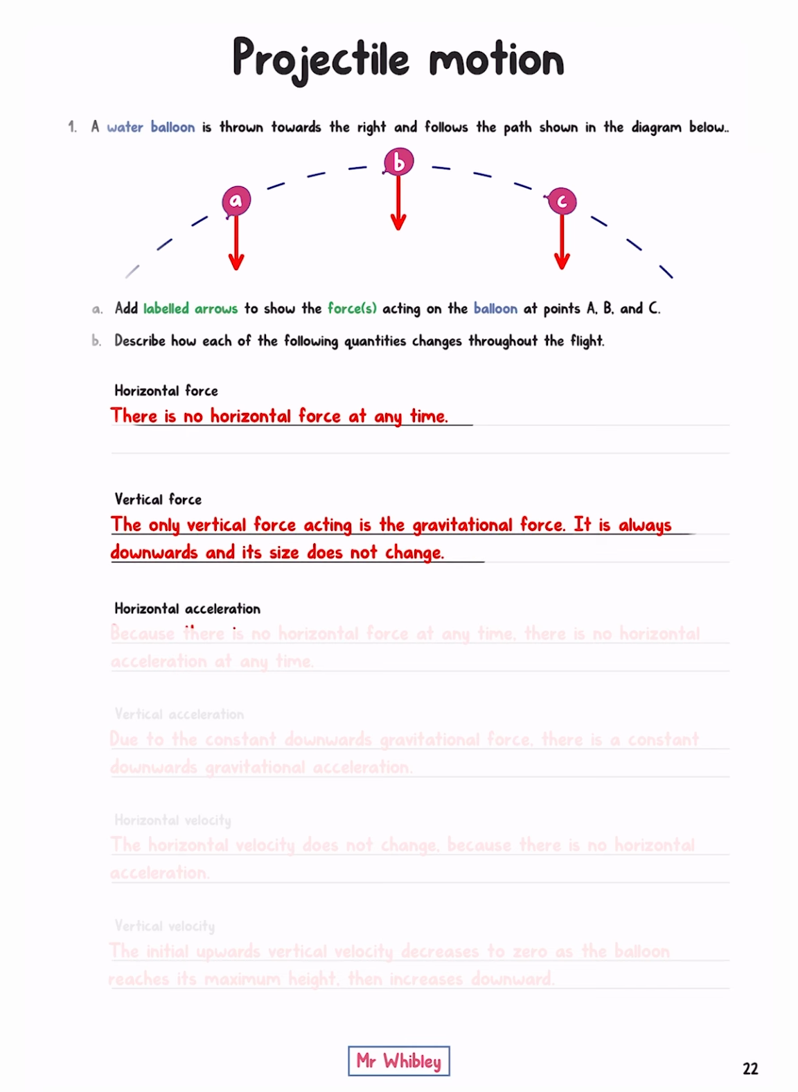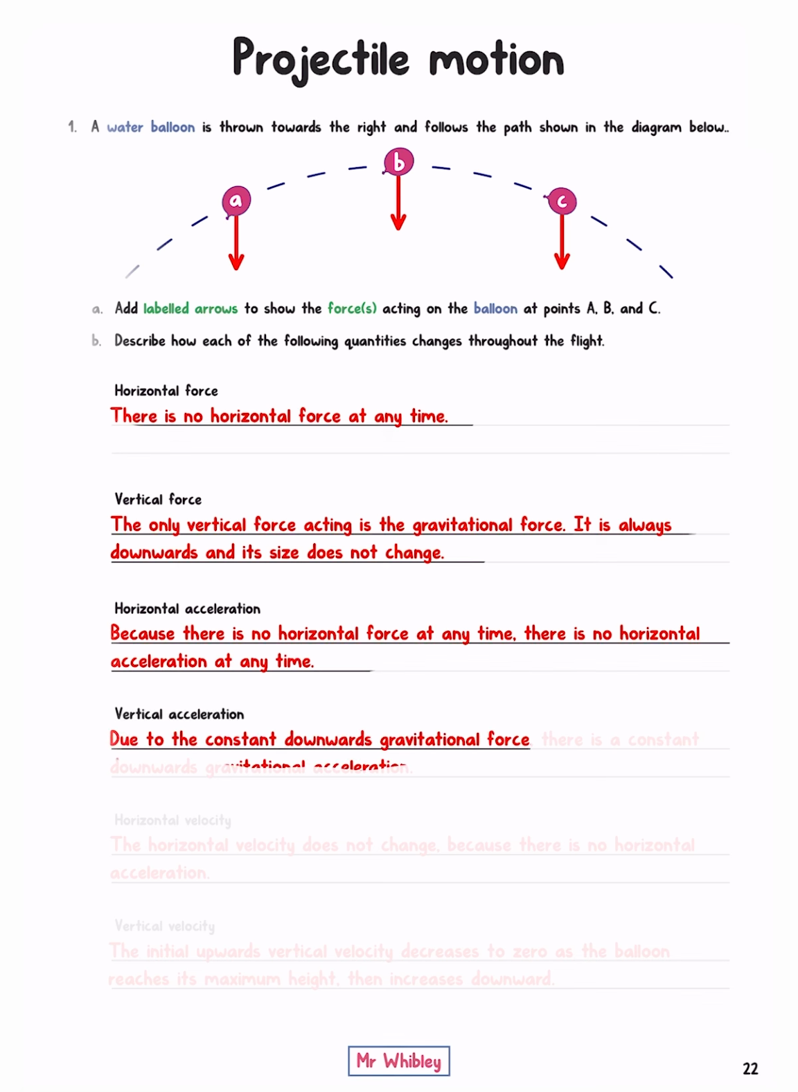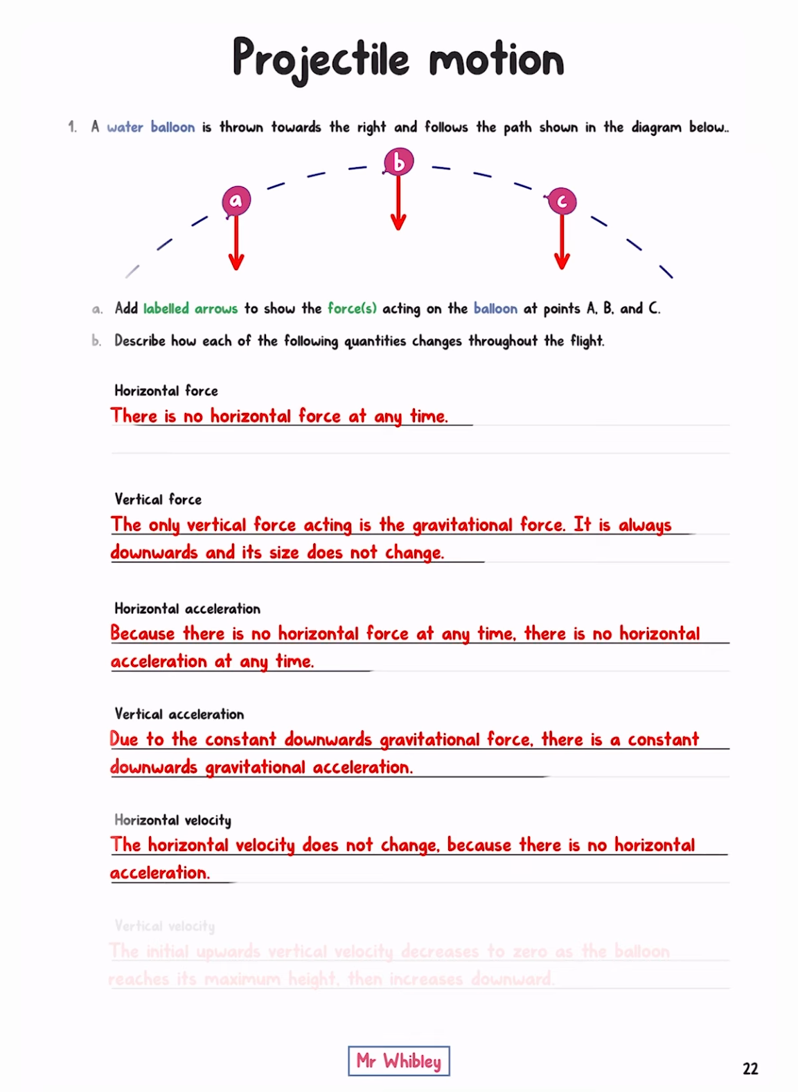Horizontal acceleration. Because there is no horizontal force at any time, there is no horizontal acceleration at any time. Vertical acceleration. Due to the constant downwards gravitational force, there is a constant downwards gravitational acceleration. Horizontal velocity. The horizontal velocity does not change because there is no horizontal acceleration.